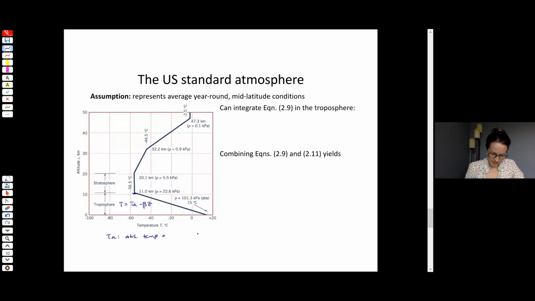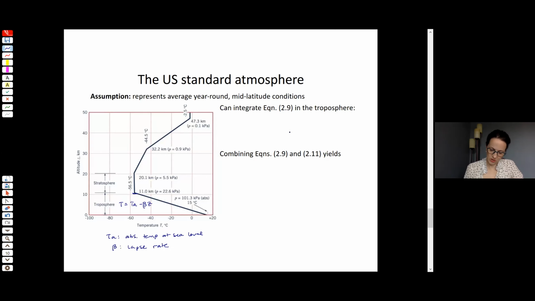And beta is the slope, but it's called the lapse rate when we're talking about the atmosphere. If we now substitute that into the last equation from the previous slide, we get the natural log of P2 over P1 is equal to minus g over R, the integral from z1 to z2, dz over T_A minus beta times z.